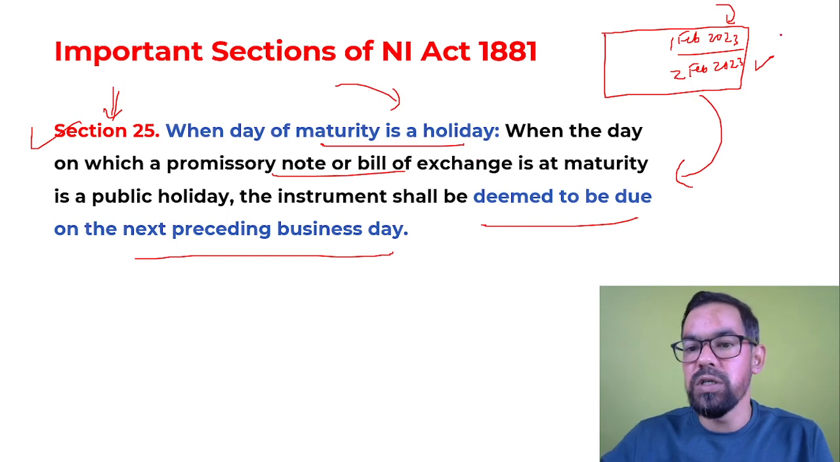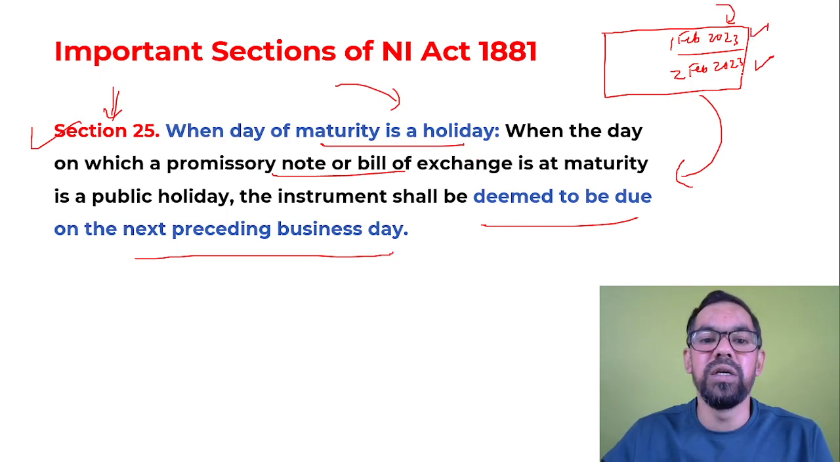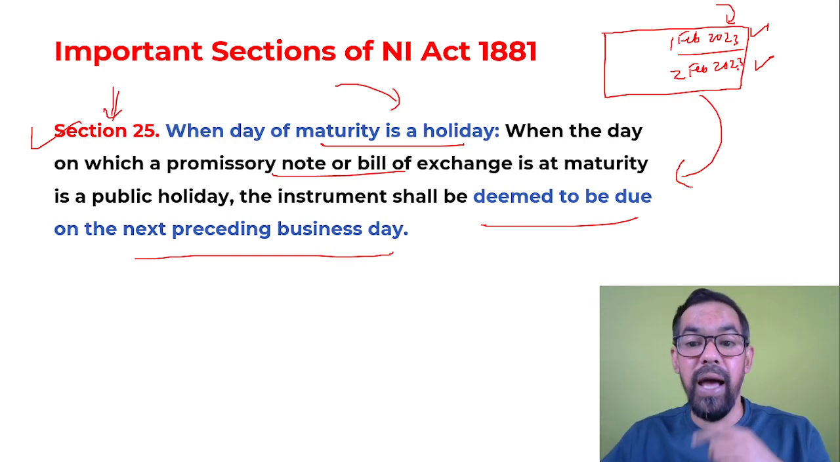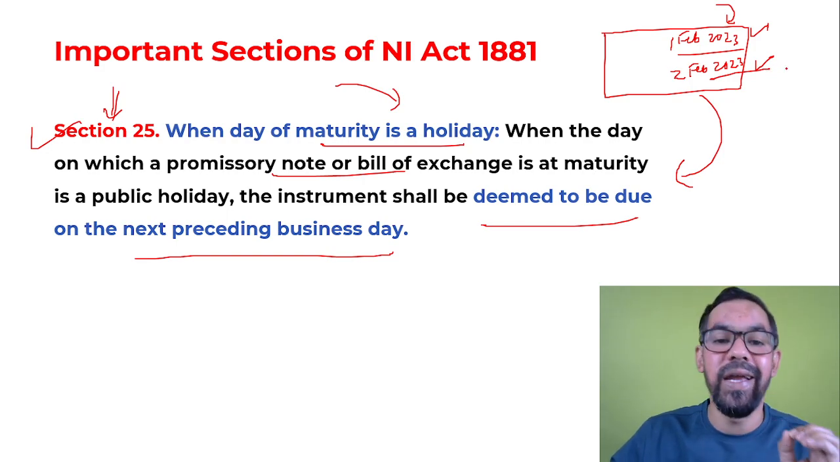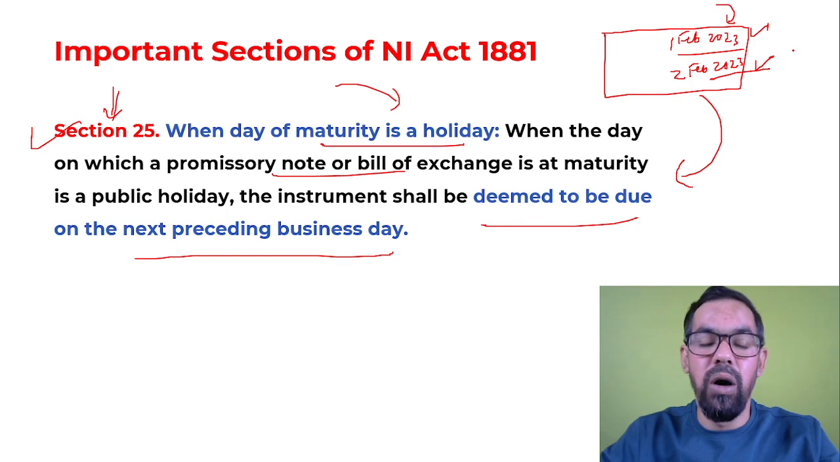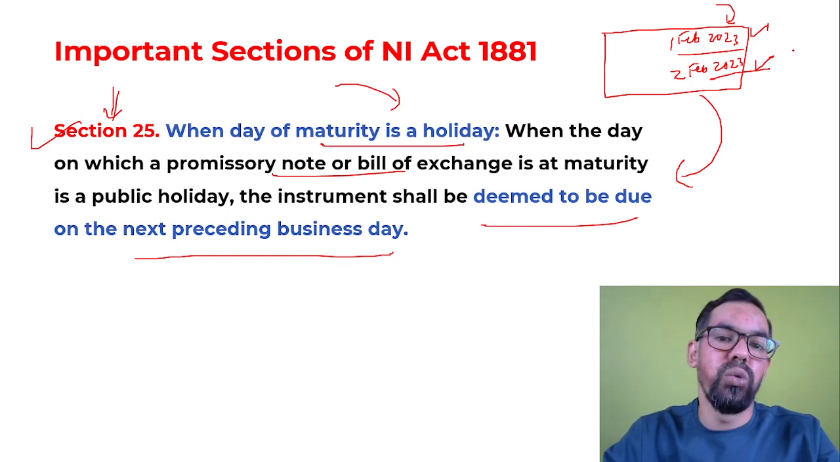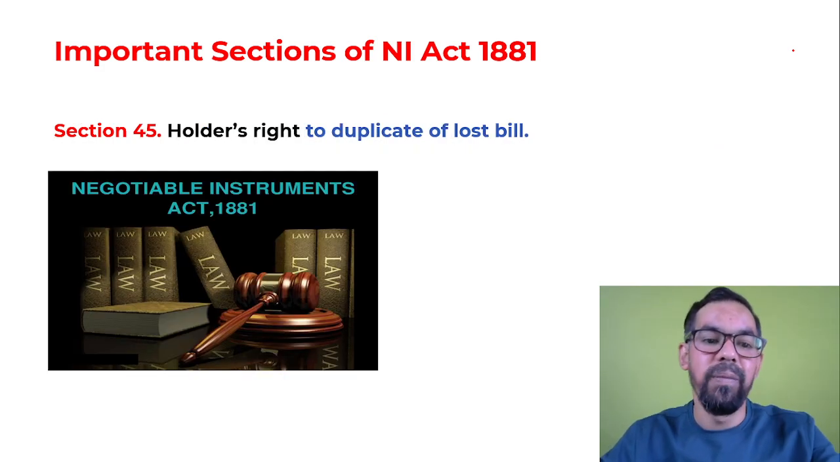So the first was a holiday, and let's say the second is a working day for banks. So this money will be remitted on 2nd of February 2023. And this maturity-is-a-holiday case is generally defined under Section 25 of the Negotiable Instruments Act 1881. So do remember this, it is very, very important.